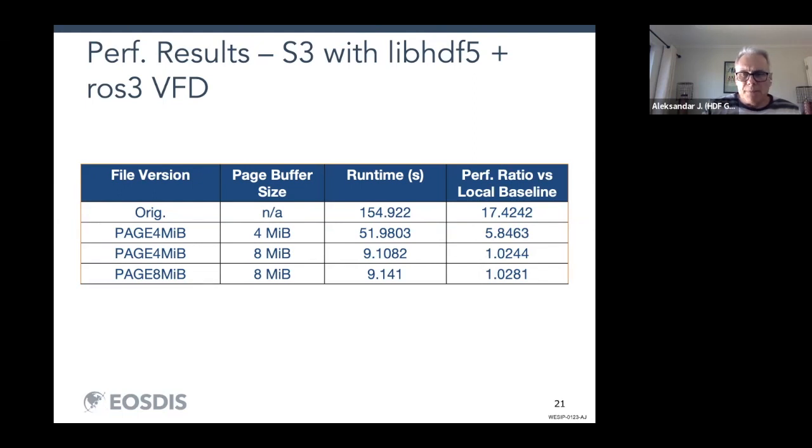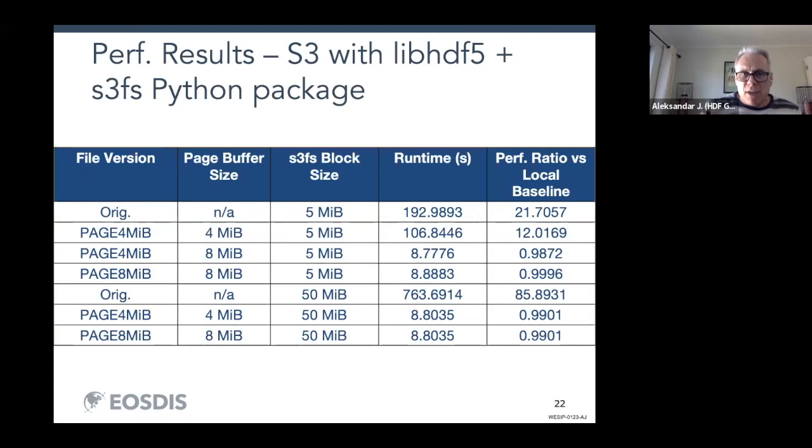All right. The other one is now with this S3FS Python package. Unfortunately for us, S3FS has its own caching capabilities that complicate things. I'm not going to go into details, but S3FS, for example, has a minimum amount of data it will request, and its default is 5 MB. So when we're dealing with the original file, it's even worse, because it's always requesting 5 MB regardless of how much it actually needs. So the performance is even worse than the library's S3 VFD.